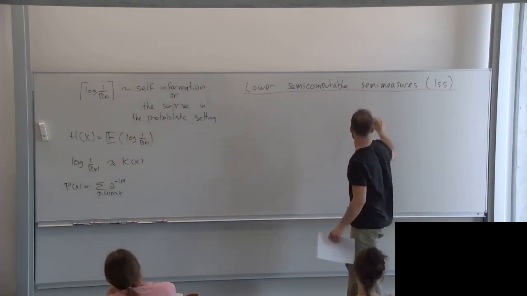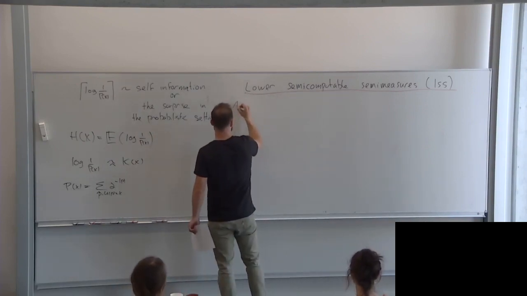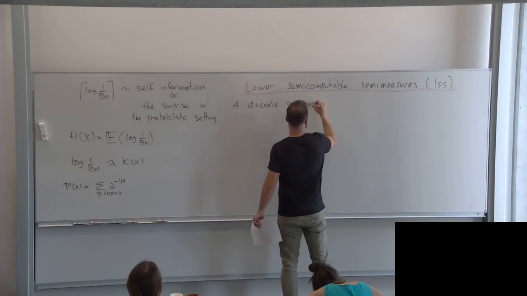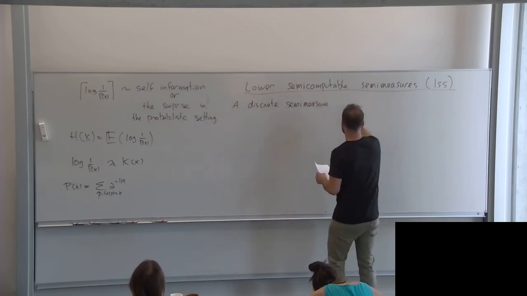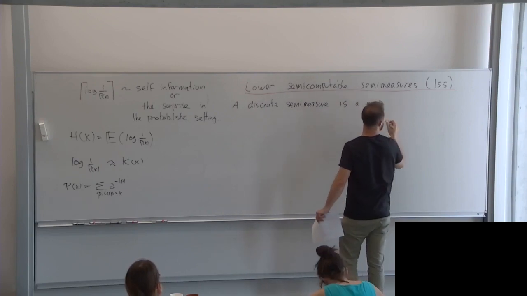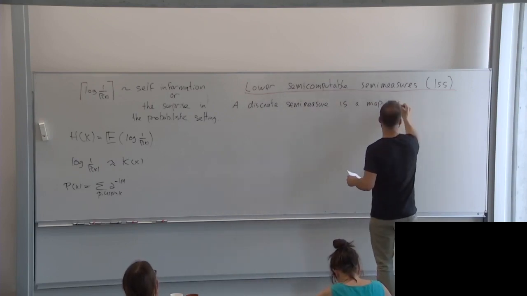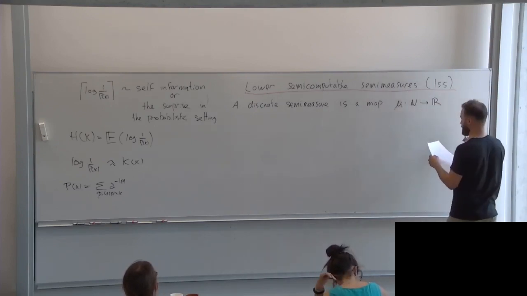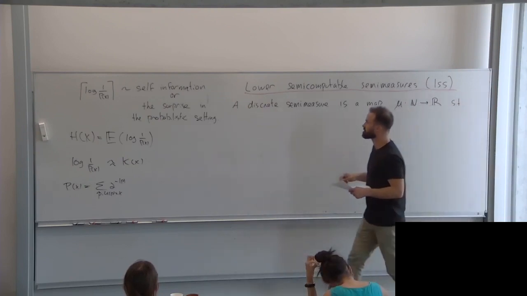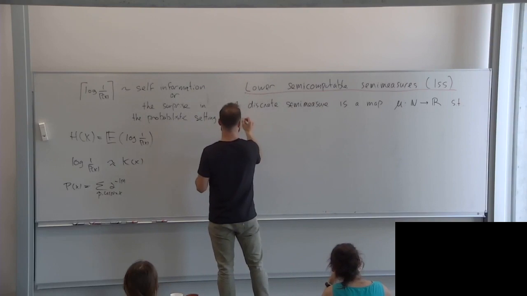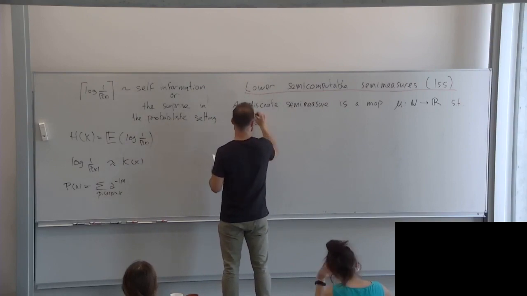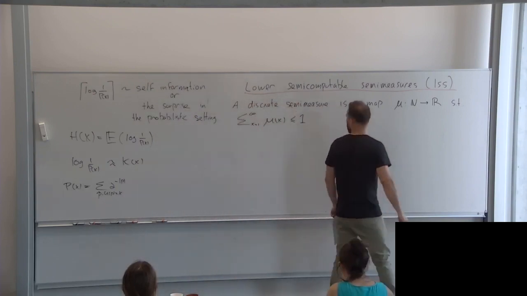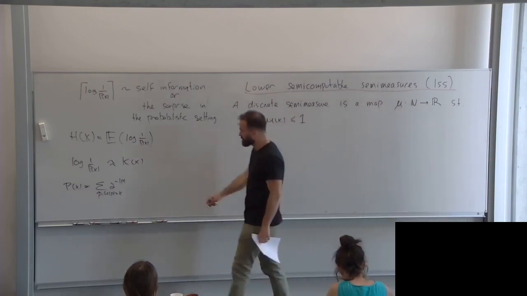We're basically going to define all the stuff in lower semi-computable semi-measure. First, a discrete semi-measure is a map mu from natural numbers or bit strings, however you feel, to the real numbers, such that the sum over all x's is smaller or equal to 1. That is the definition of a discrete semi-measure.